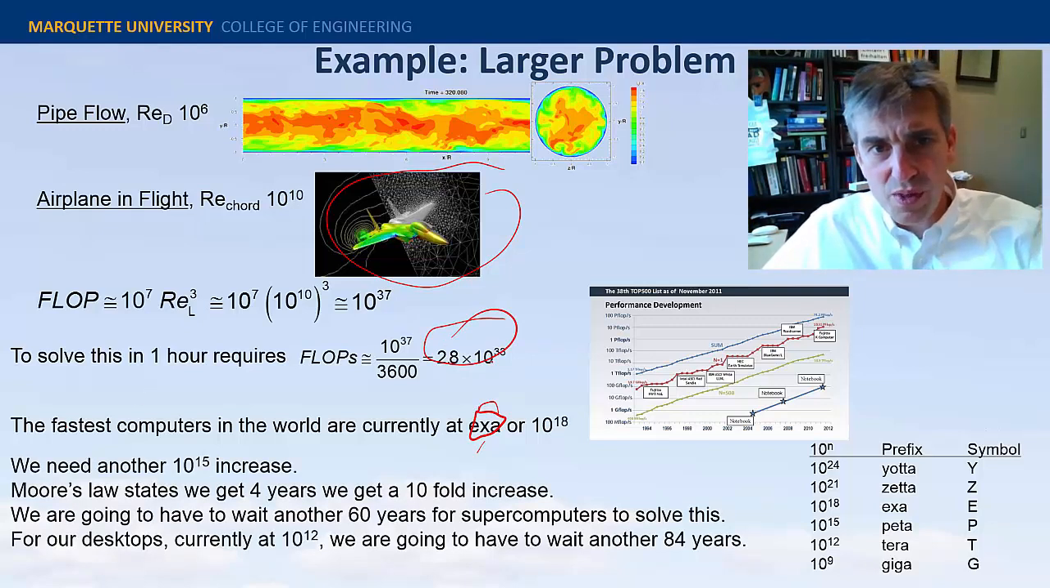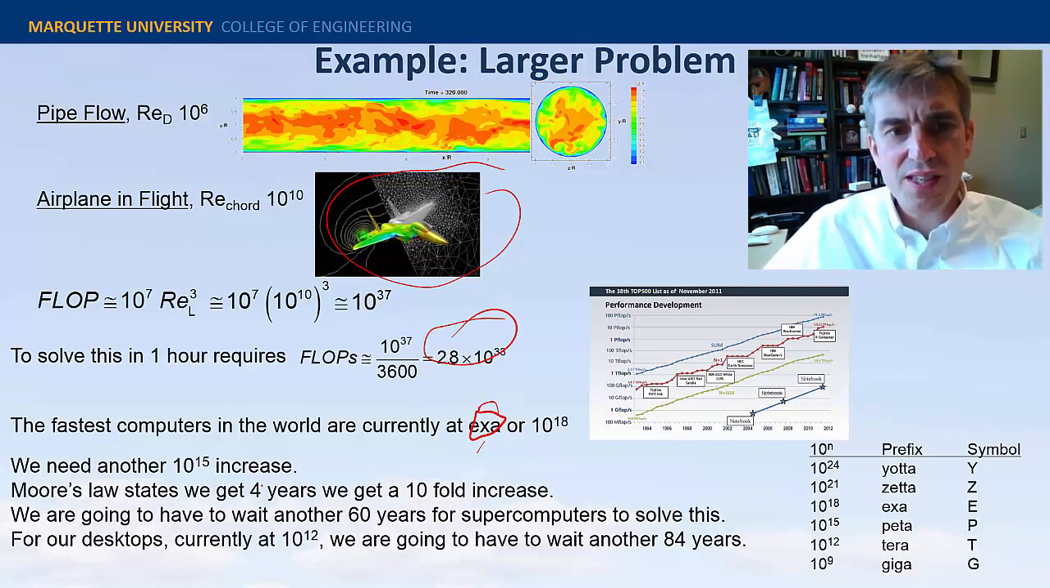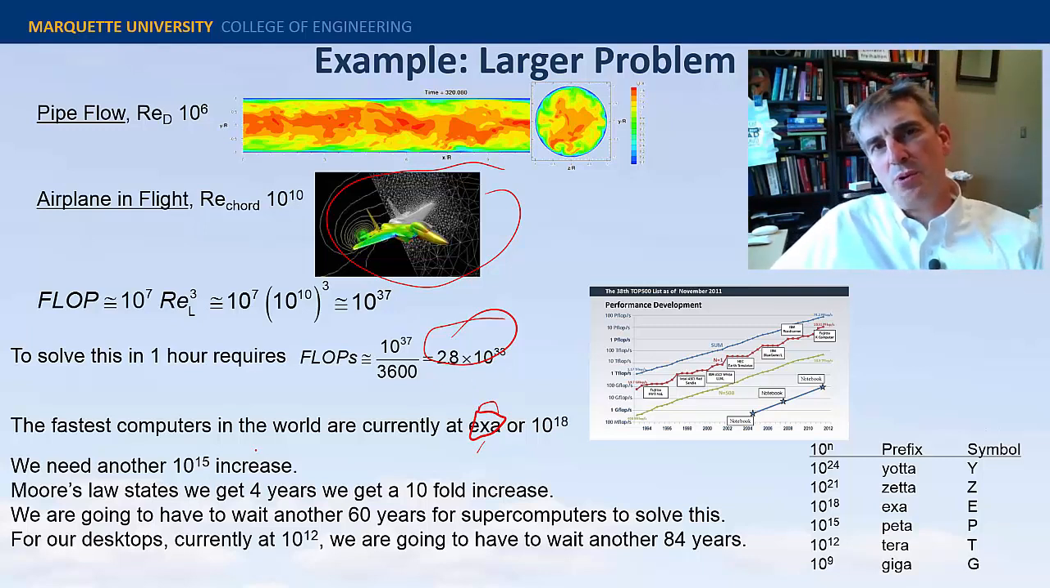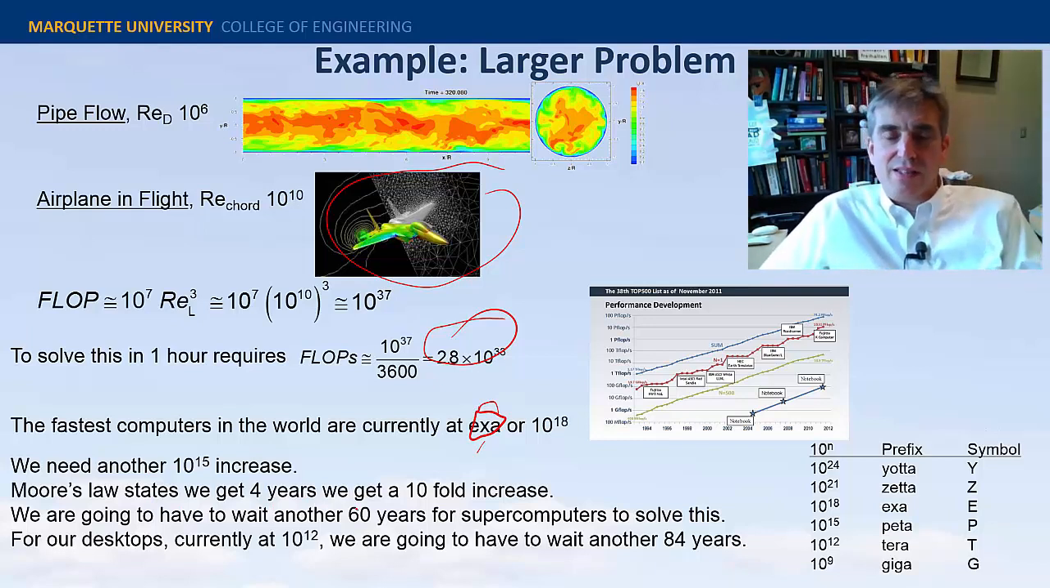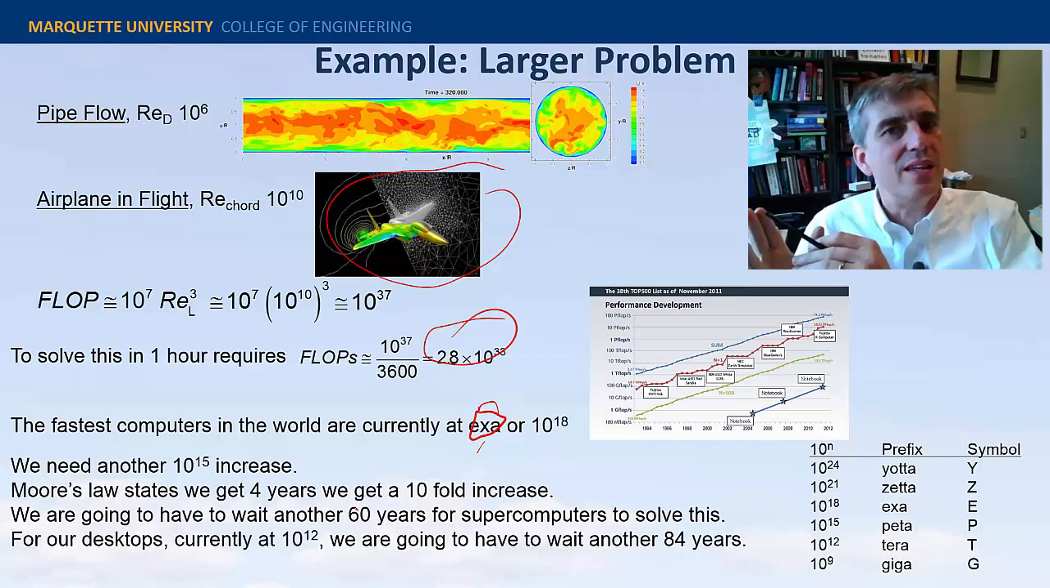That's the difference between 33 and 18 is 15, right? Moore's Law says every 4 years we get an order of magnitude increase. So 15 times 4, that's 60 years. I will be dead in 60 years. So I'll never see the realization of this, even if we can get there, right?